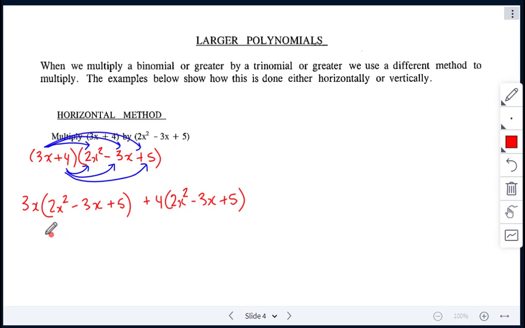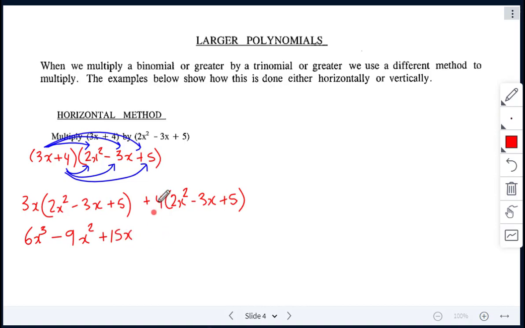So let's take the 3x, we're going to multiply it to each of those. That's distributive property. So 3x times 2x squared, that's 6x cubed. All right, 3 times 2 gives me the 6. X times x squared gives me x cubed, or x to the power of 3. 3x times negative 3x, that's going to be negative 9x squared. The 3x times 5 is positive 15x.